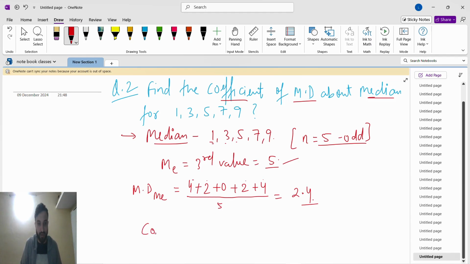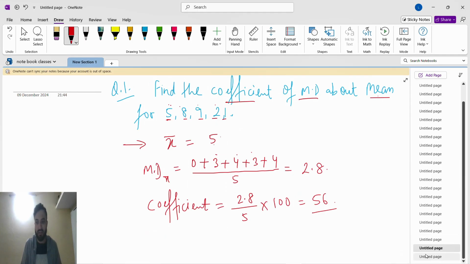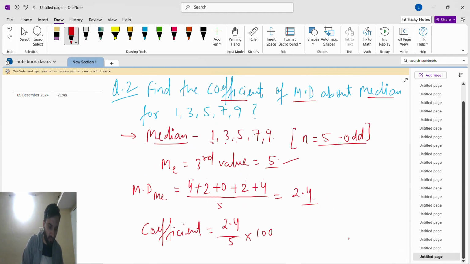Now next thing is we have to find the coefficient of mean deviation about median. So the formula is this: mean deviation about median, 2.4, divided by the median, that is 5, into 100. The same thing what we did here in the mean. See, the formula, the process, everything is the same. Just in place of mean you have to put the median. That's it. Only the mean and median will get interchanged. And how to find the mean and how to find the median for ungrouped data, the process will get interchanged. That's it. Everything will remain the same.